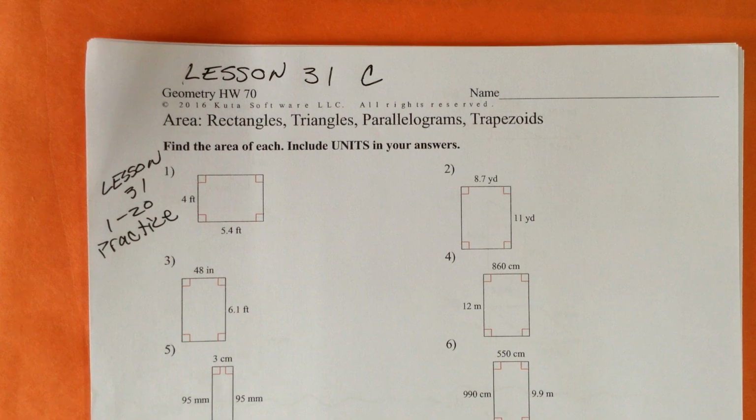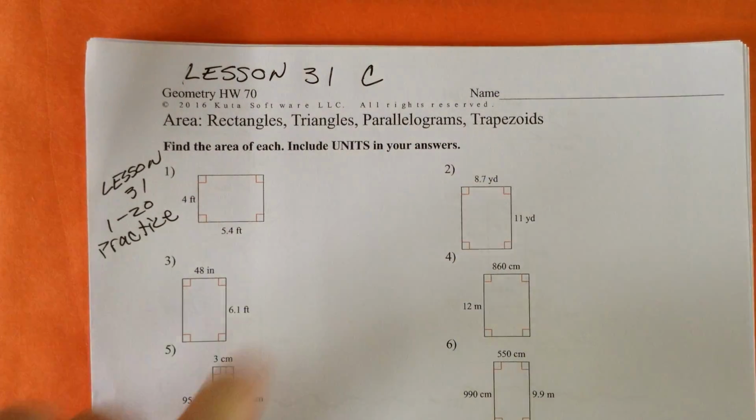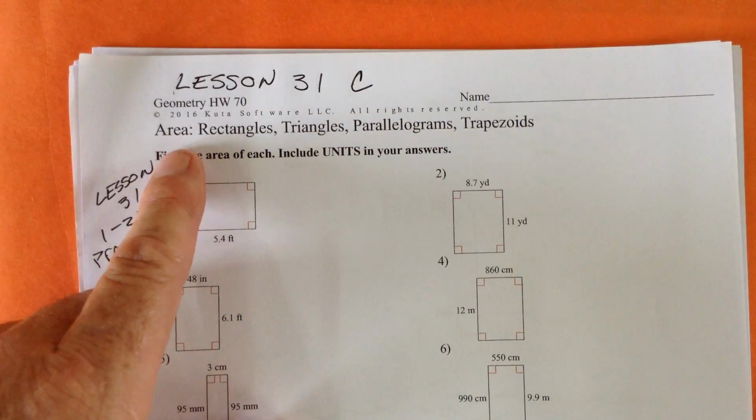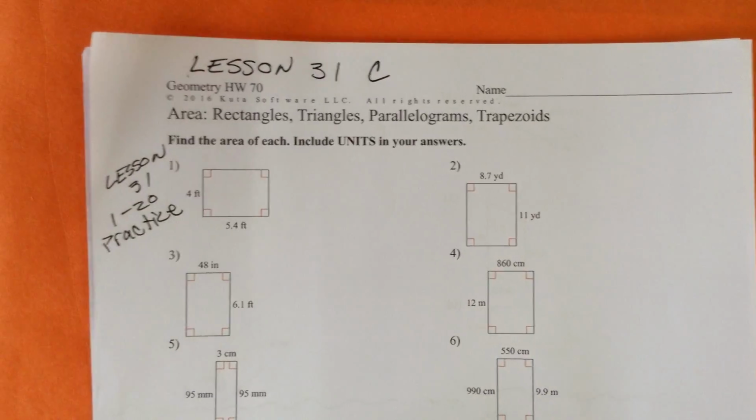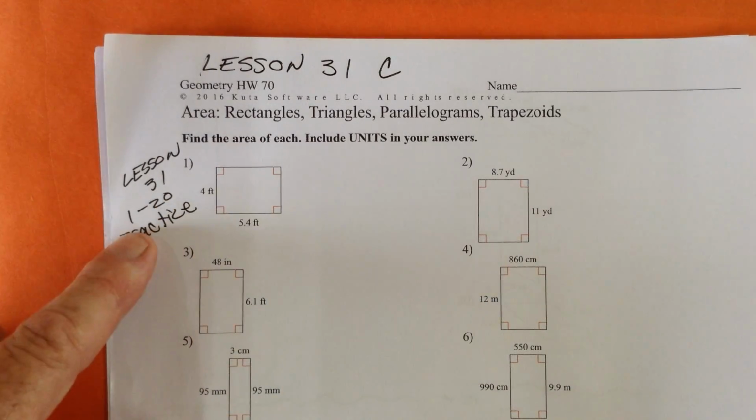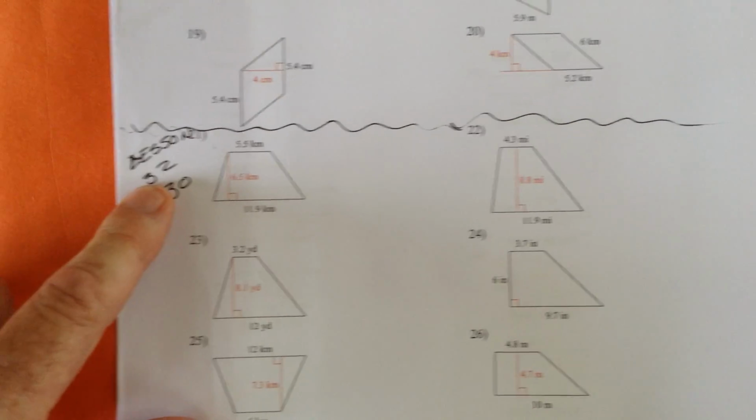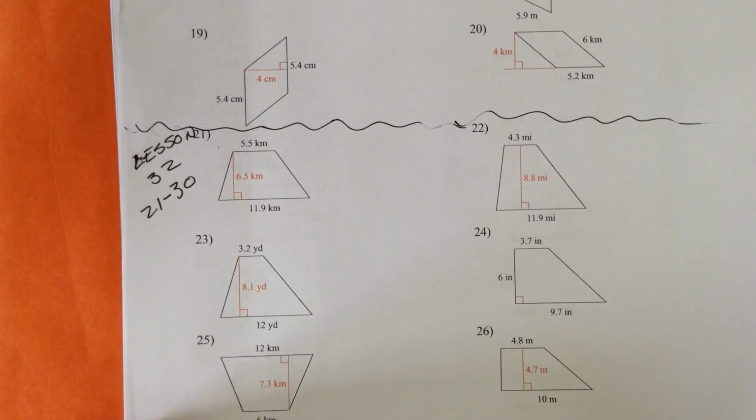Okay, this is lesson 31 still, and this is an extension lesson. This worksheet I'm going to list as lesson 31C, and you can see this title here, Geometry Homework 70. This one, it's just more practice problems, 1 through 20. I use the same worksheet also. It'll be the same worksheet that I use on the next lesson, on lesson 32, when I show trapezoids.